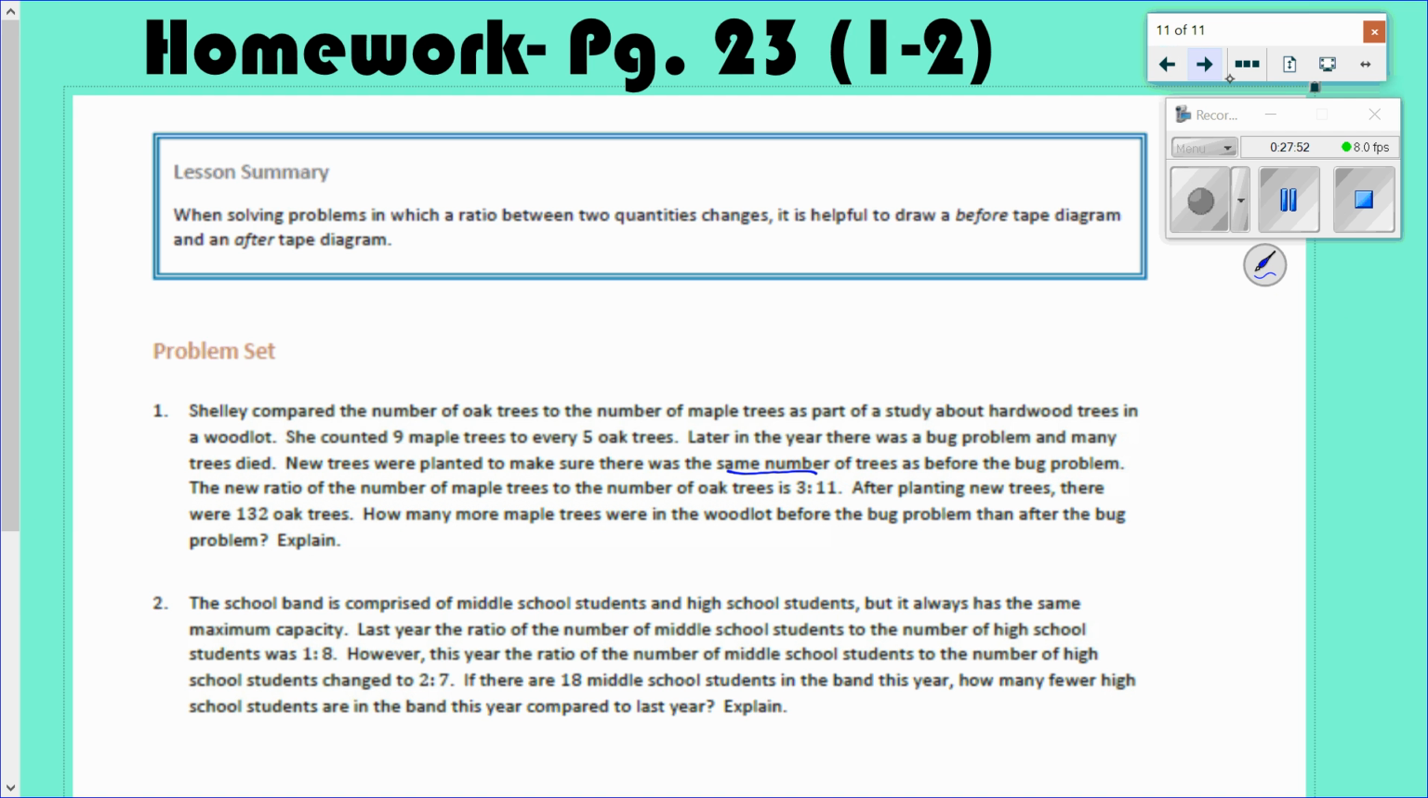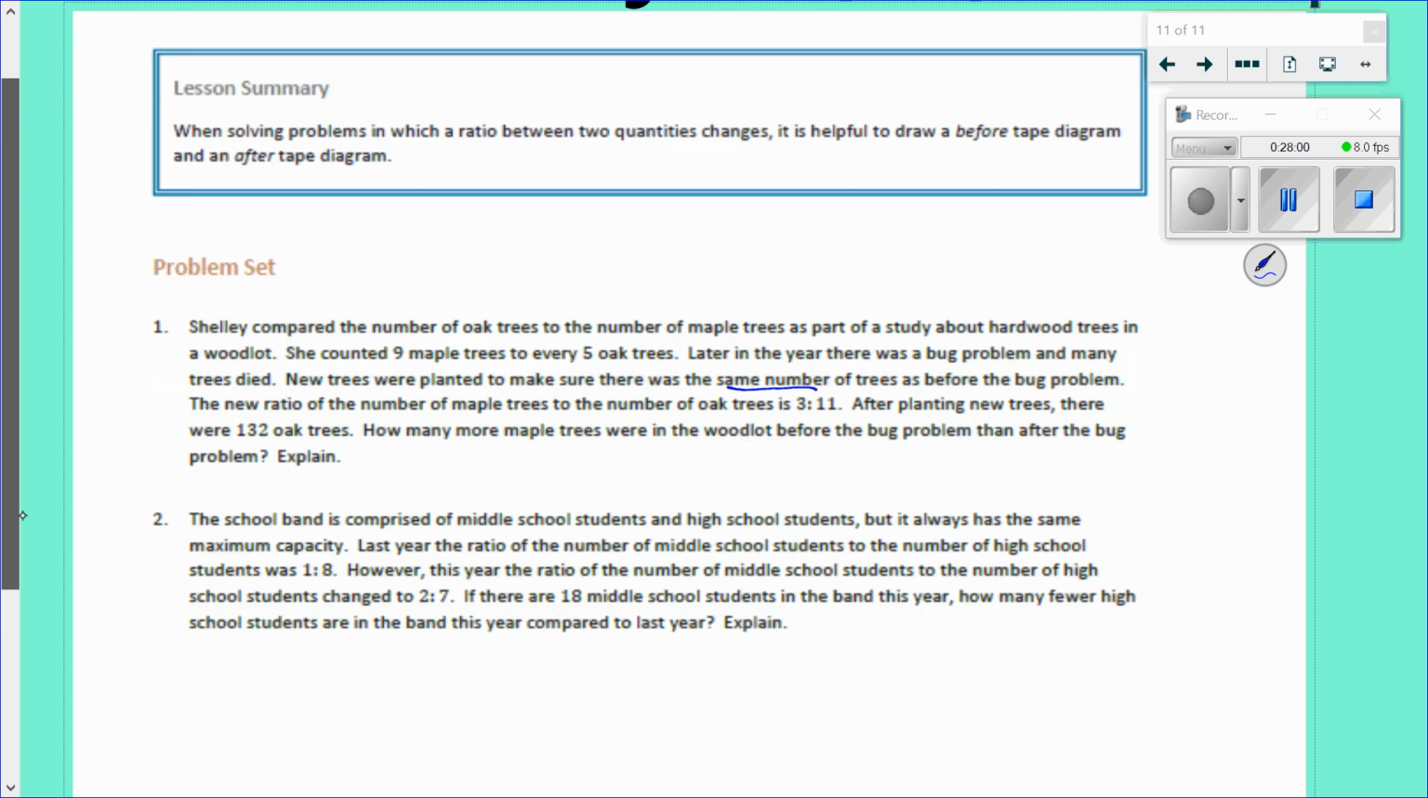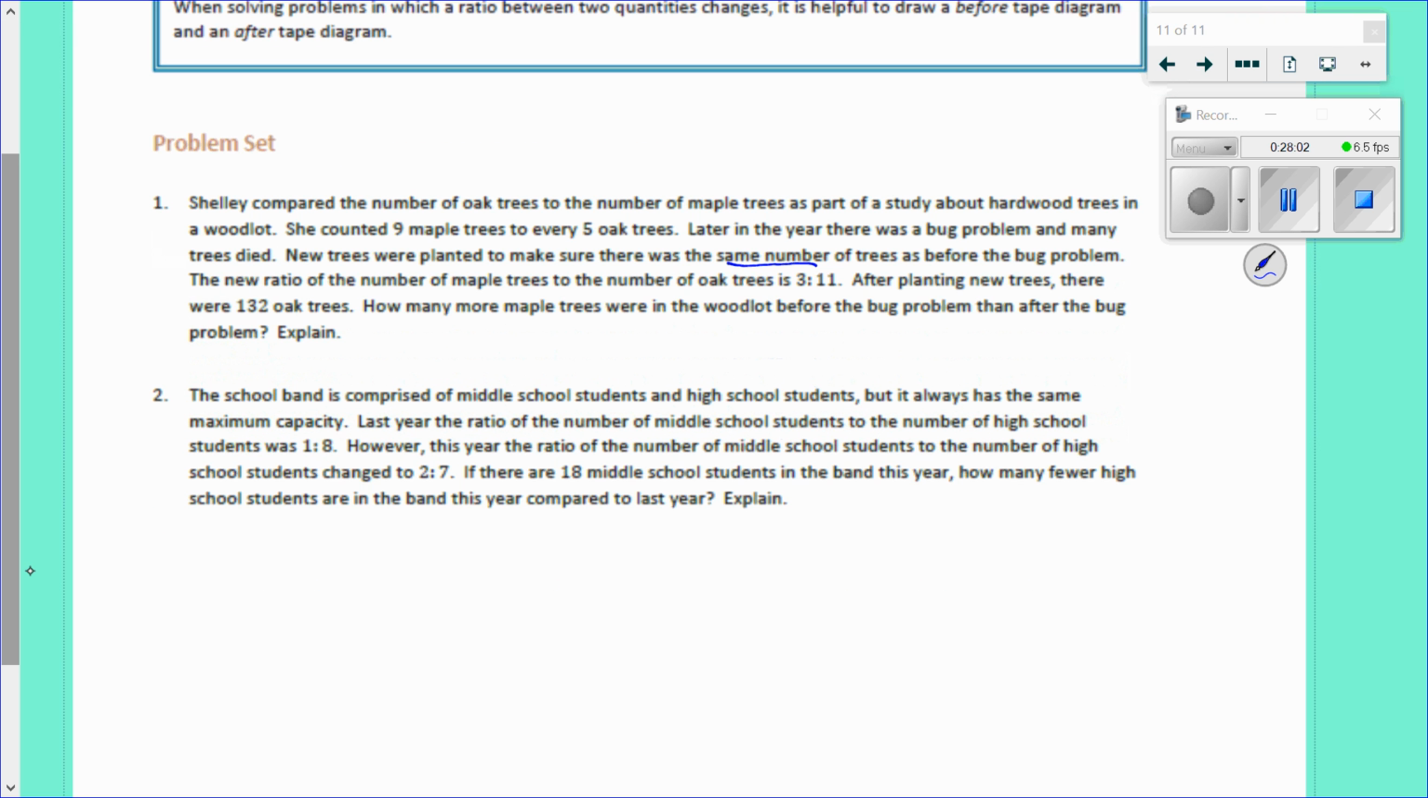Okay, guys, let's go ahead and switch over real quick to the homework. Page 23. Page 23 is your homework. Really big one on this is make sure you're marking your text. We had 9 maple and 5 oak trees before, and then there's a bug problem. New trees were planted. We now have the same number. That's actually really key. The new ratio of maple to oak is now 3:11. So you're going to have a before the bug problem and after the bug problem. Find your 2 ratios. Make sure you answer the correct question.